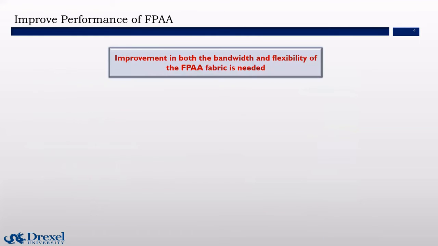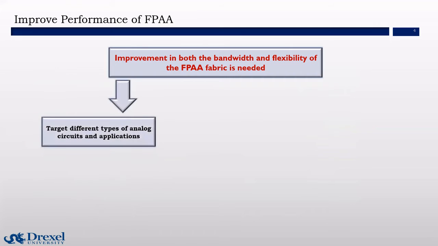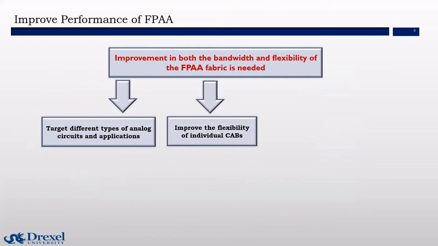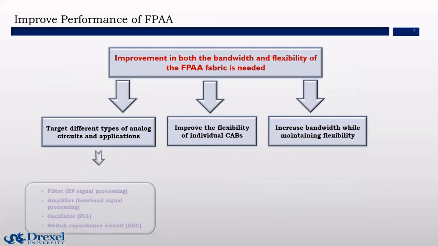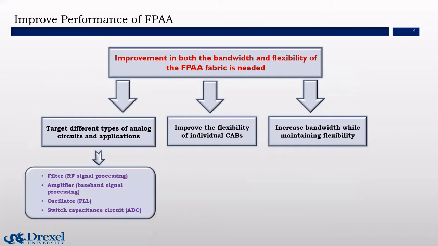So to improve the performance of the FPAA, we want to improve the performance in both the bandwidth and the flexibility of the FPAA fabric. We target different types of analog circuits and applications. We want to improve the flexibility of individual caps, and we want to increase the bandwidth while maintaining the flexibility. To target different types of analog circuits, we target the filter, amplifier, oscillator, and the switched capacitor circuits.